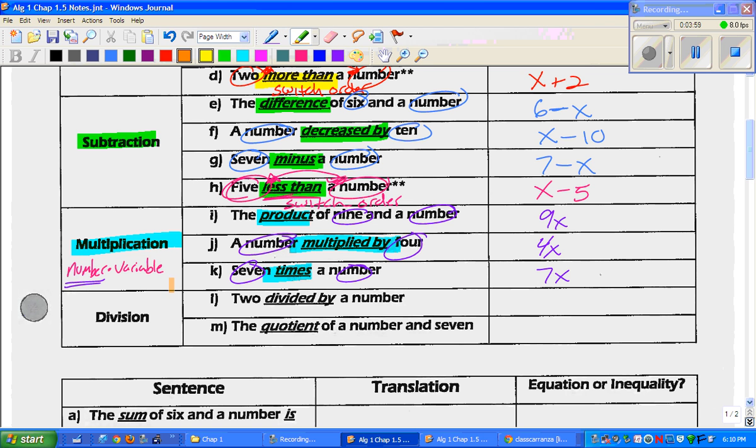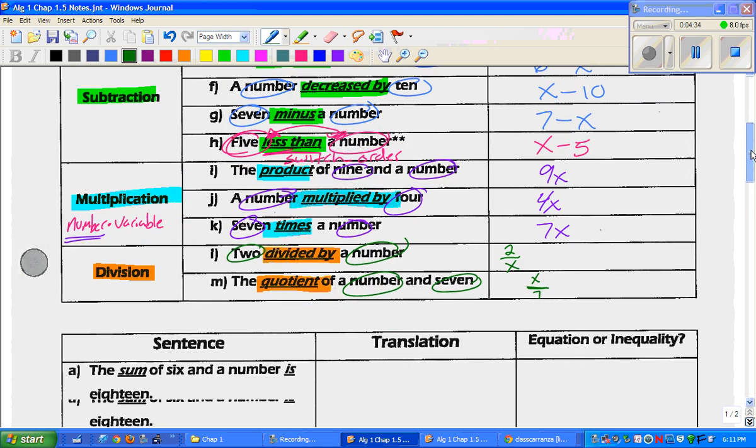Okay? And the last one, division, has two words: divided by and quotient. Whenever you write division, it's going to look like a fraction. So whatever comes first is what's on top, divided by x. Okay? The quotient tells me that we're dividing. The number goes on top, and the x on the bottom. Or the 7 on the bottom, I'm sorry. Okay?